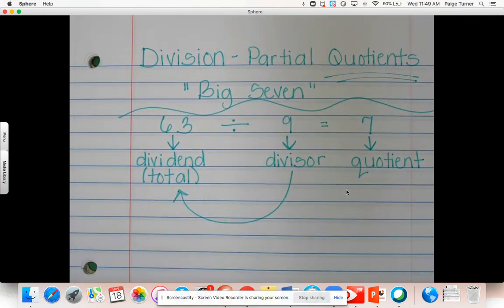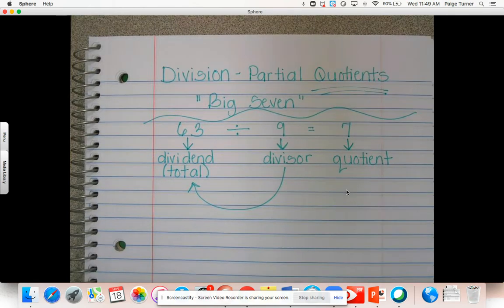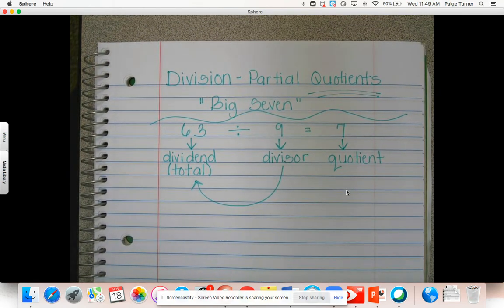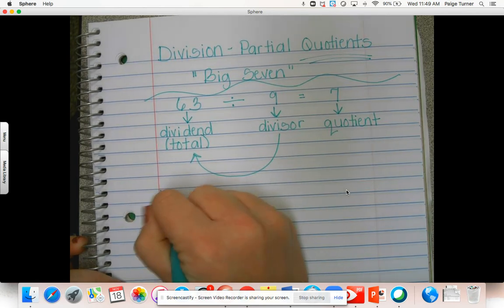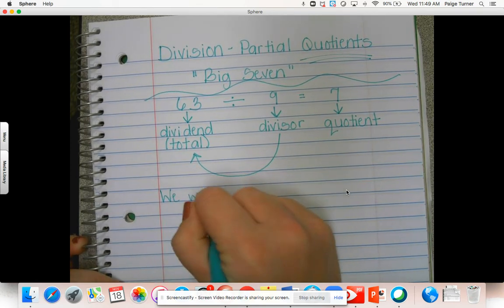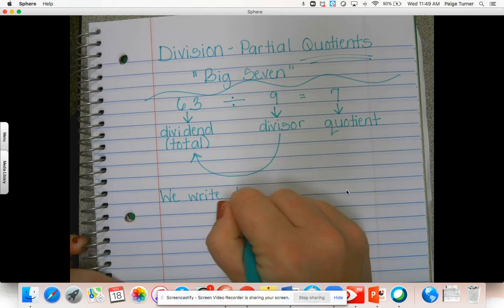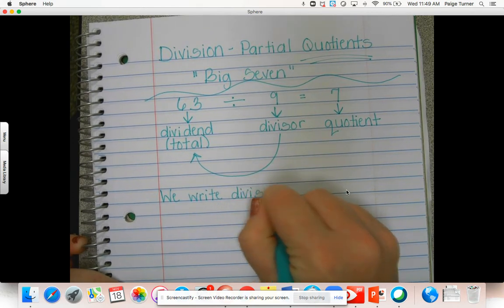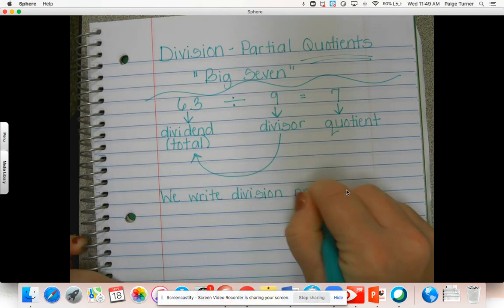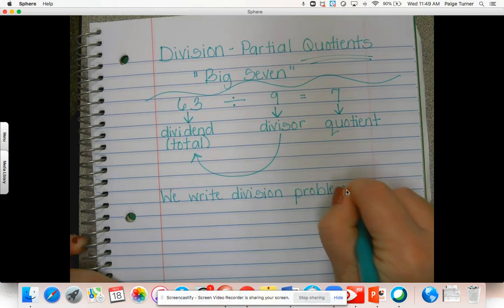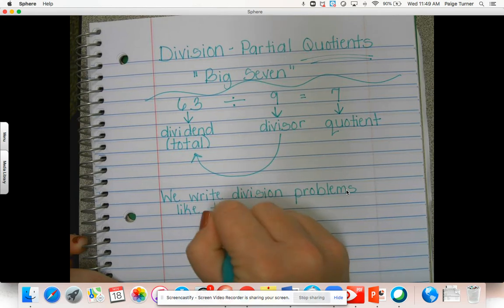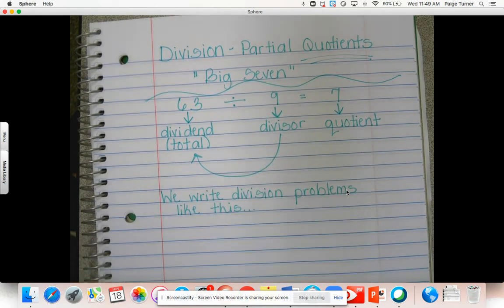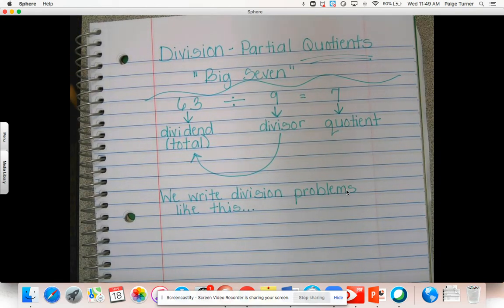So there's actually another way that we need to know how to write division problems. So write this with me. Here's another way that we can write division problems. We write division problems like this. Okay, so we write division problems like this.